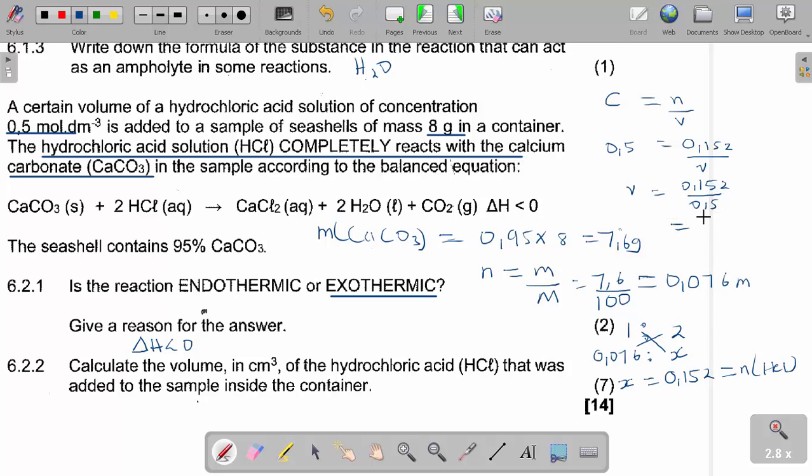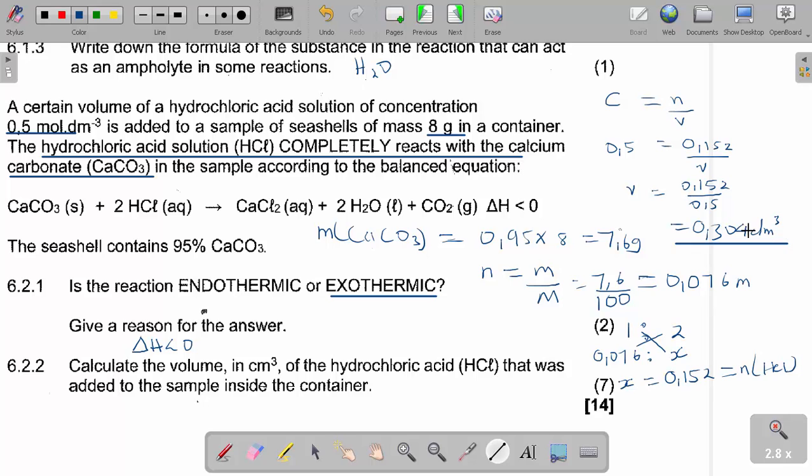Anybody with a calculator, get me the answer, please. Divided by 0.5, yes. I get 0.304 decimeters cubed. Now this is the volume of HCl which was added inside the container. Hope we are together, guys. Okay. All right. Let us proceed.